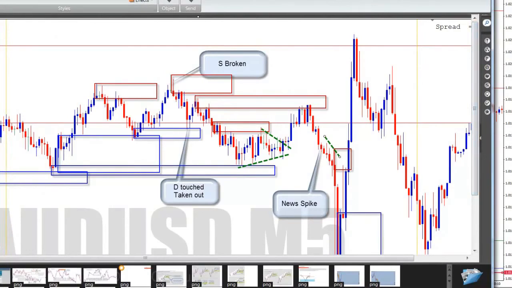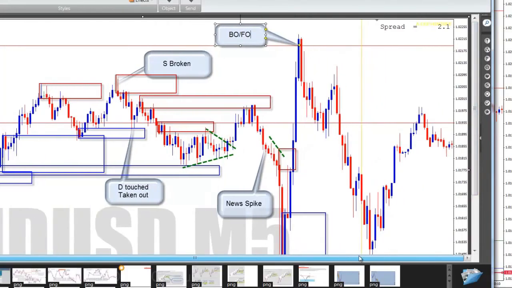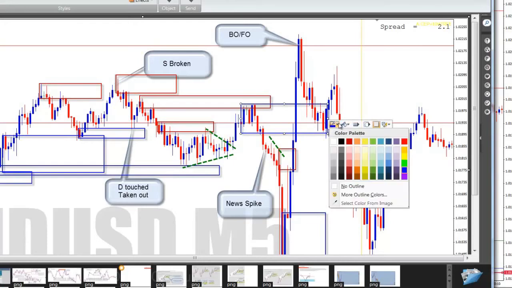Here we have, I believe, our fake out, where there are just so many buyers it actually broke out through the high of the 4-hour supply. It's a fake out. So price comes back down to this decision again, where the supply had been broken.